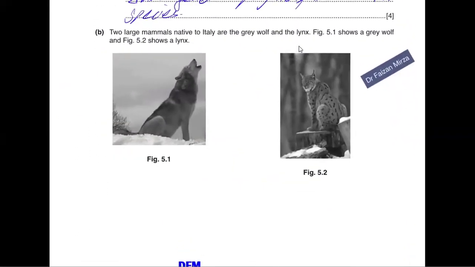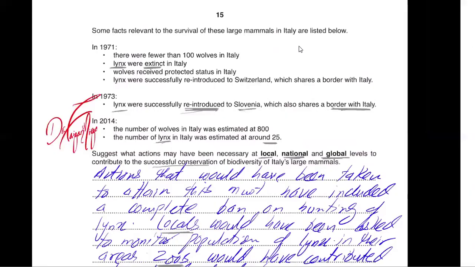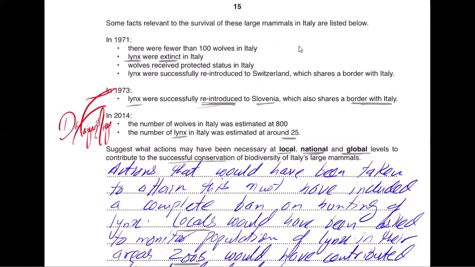Two large mammals which are native to Italy are the gray wolf and the lynx. This is shown to you in Figure 5.1. This is the gray wolf, and this is the lynx in Figure 5.2. Then some facts relevant to the survival of these large mammals in Italy are listed below. In 1971, there were fewer than 100 wolves in Italy. Lynx were extinct in Italy.